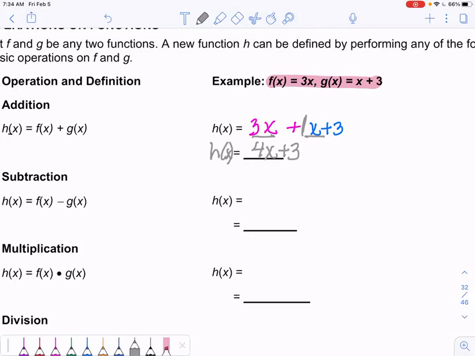So we're going to do the same thing with subtraction. We're going to subtract the two functions. So I have f of x, which is 3x. We are subtracting, and I'm making that minus sign big, emphasizing the fact that we are subtracting. And we're subtracting g of x, and g of x is x plus 3. Now, I will say right now, 75% of you are going to get this wrong in the test. That's pretty bold of me to say that. I've been teaching for a long time, though.